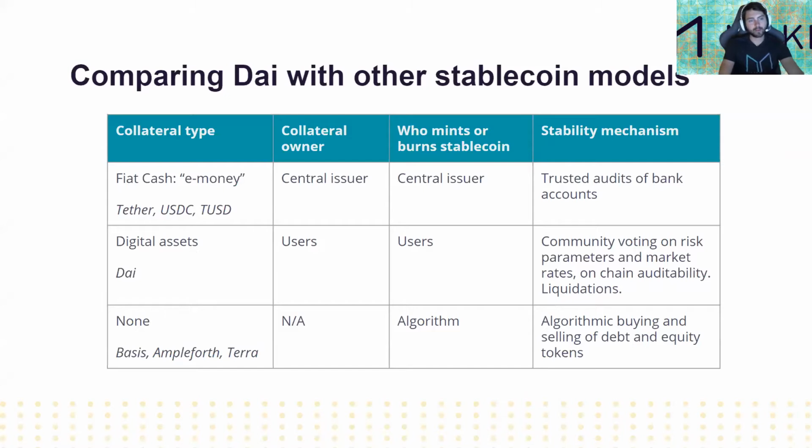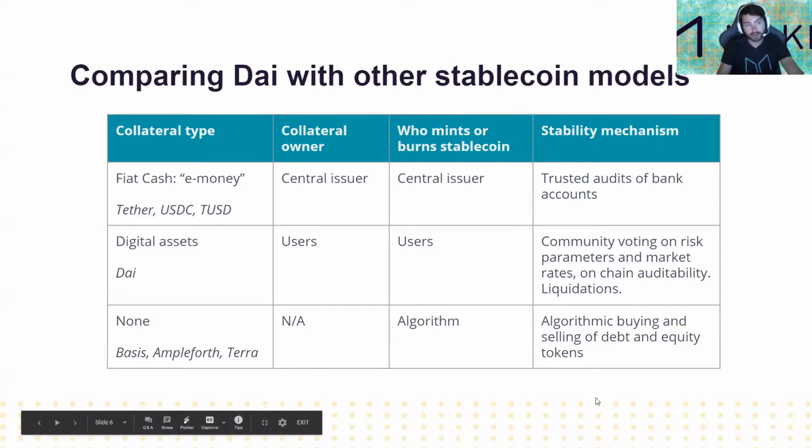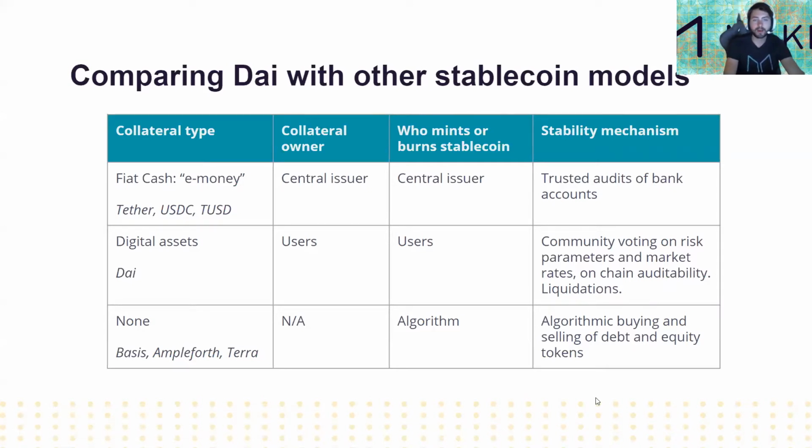If we take DAI and compare it to some of the other stablecoins, I'm going to do this quite quickly. We see the centralized models with Tether, USDC, TrueUSD, for example. These have a centralized issuer, both on the collateral ownership as well as the people actually issuing the stablecoin. You are quite dependent on the audits of their bank accounts, whereas with DAI, both the collateral and the issuance is completely controlled by the users.